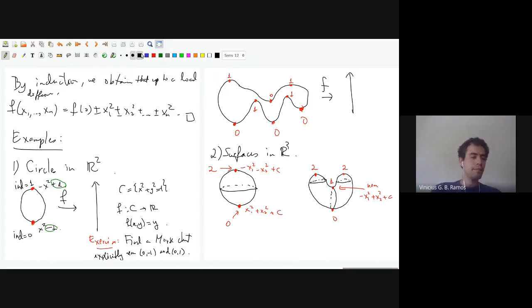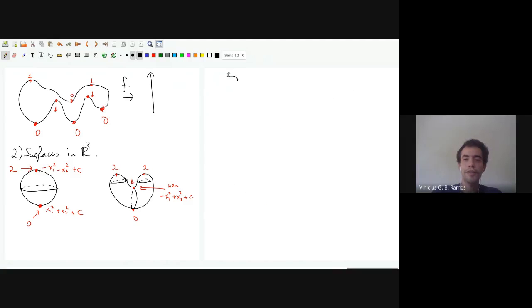So these are simple, but another very famous Morse function is if you look at a torus. You can look at the torus standing like this, and then you have 4 critical points. By now, you should be able to see that this has index 0, these two have index 1, and this one has index 2.